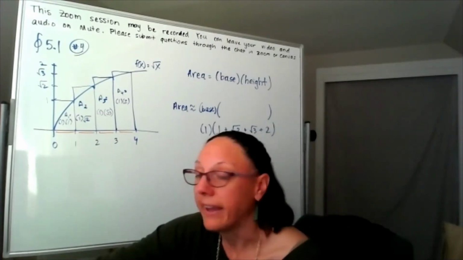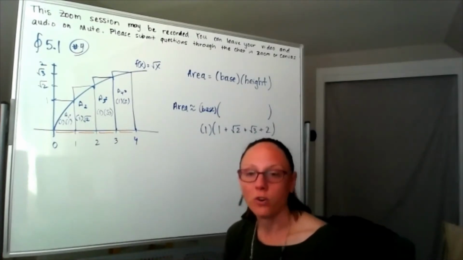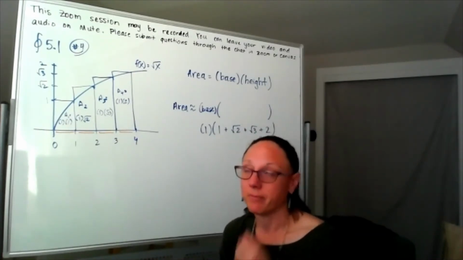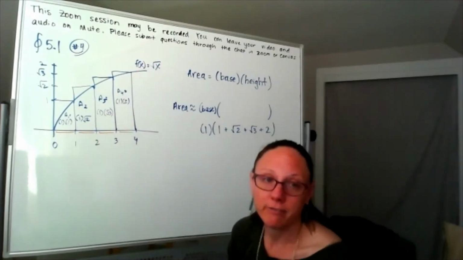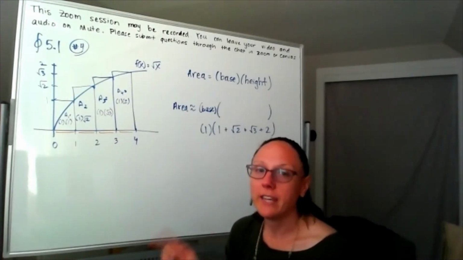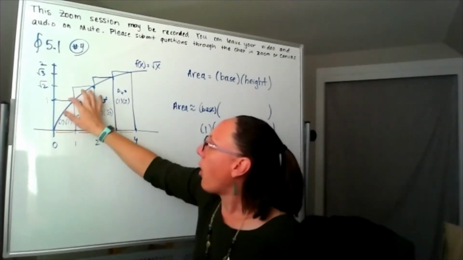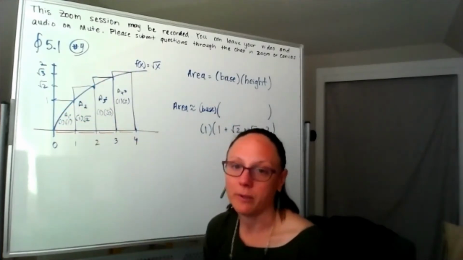By the way, part of the question in the textbook asks, is this an overestimate or an underestimate? For this particular function, this is an overestimate, because if I look at each of those rectangles, they're all a little bit bigger than what the actual area under the graph would be.